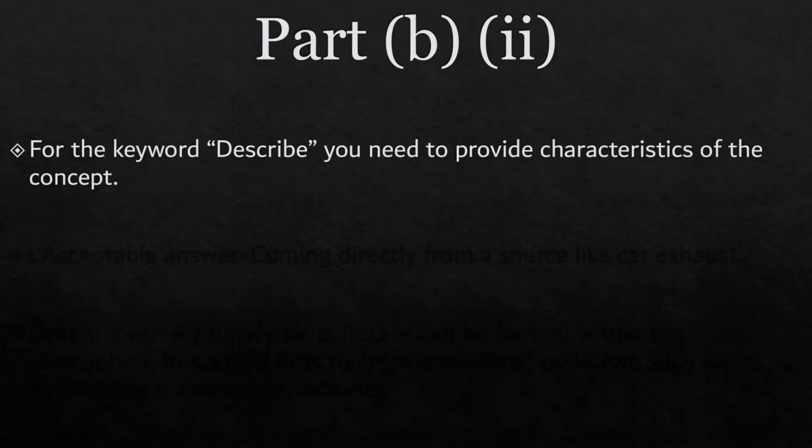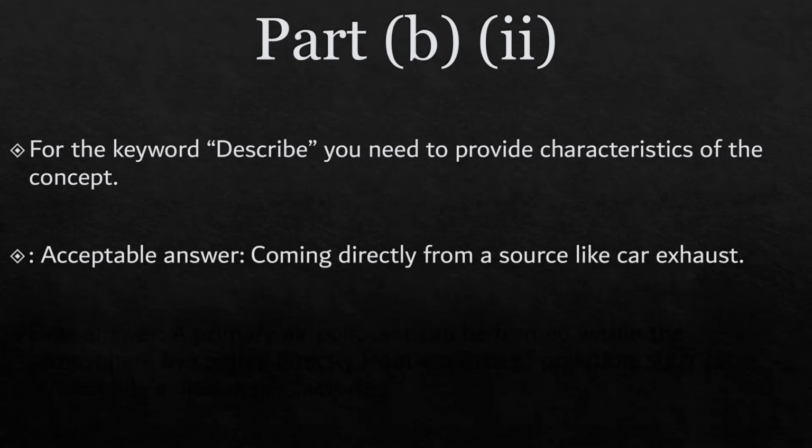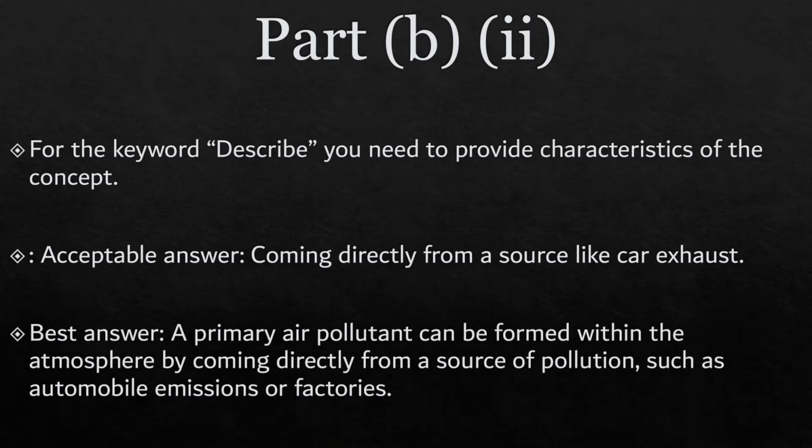For the keyword describe, you would need to provide characteristics of the concept. An acceptable answer would be coming directly from a source like car exhaust. Again, to the point, but it does describe an example, car exhaust. But a better answer that guarantees points: a primary air pollutant can be formed within the atmosphere by coming directly from a source of pollution, such as automobile emissions or factories. So that was a better answer that is very clear and concise rather than the other one, which is acceptable but very incomplete.